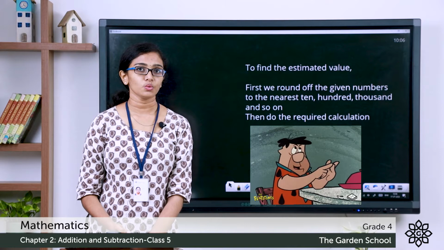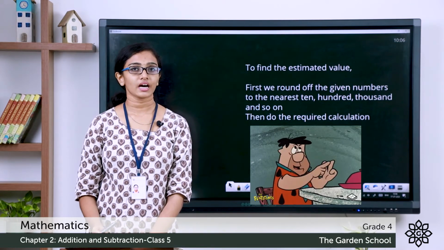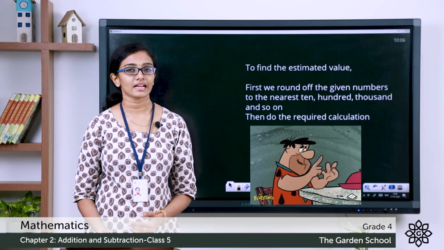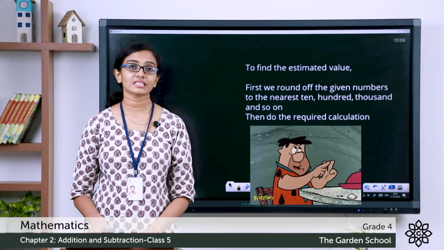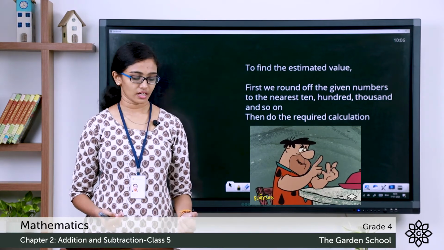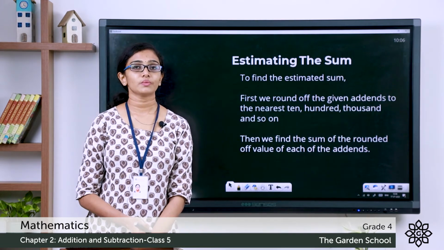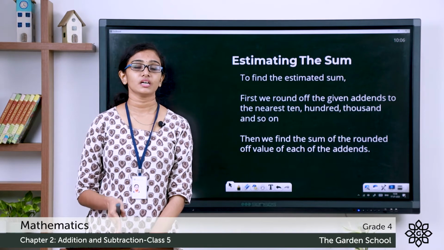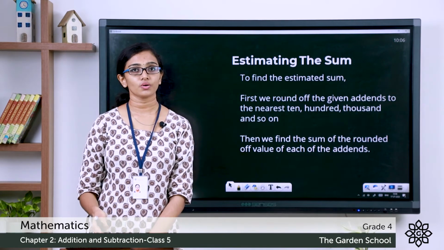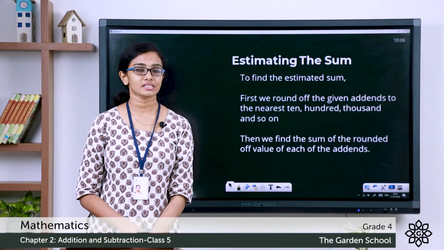To estimate a value, first we'll round off the given numbers to the nearest 10, 100, 1000 and so on, and then do the required calculation. So let's discuss how to find the estimated sum of an addition problem today. You are given the addends in the question, and you have to round off the given addends to the nearest 10, 100 or so on, and then do the addition to get the estimated sum.